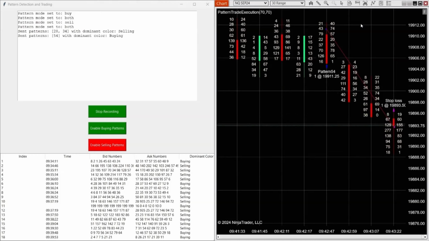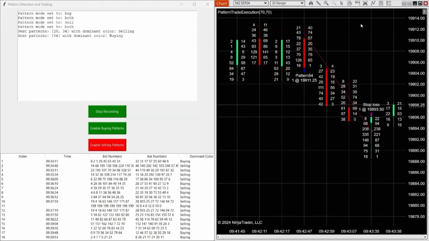Unfortunately, this trade does not work out. At the end of the day, we're just playing the game of probabilities, and we're not going to win every trade.